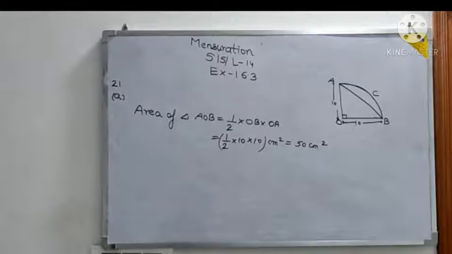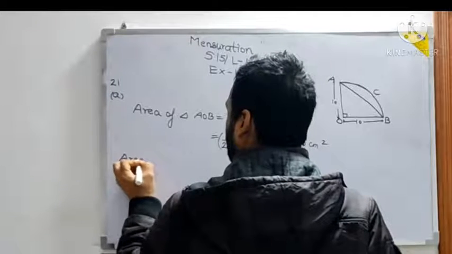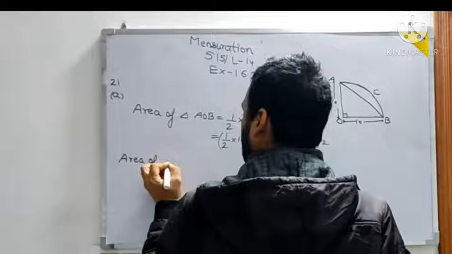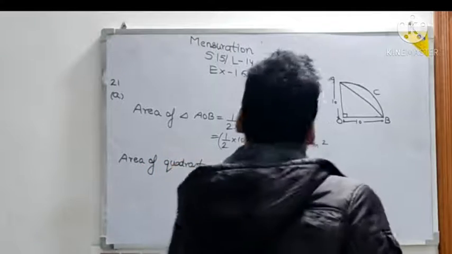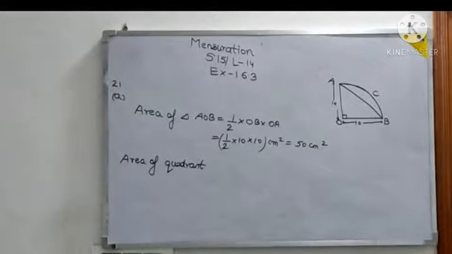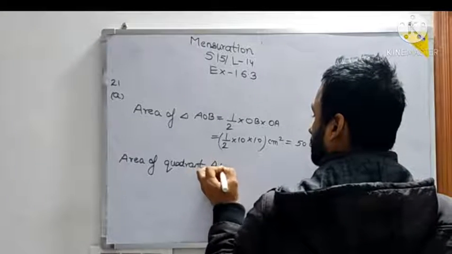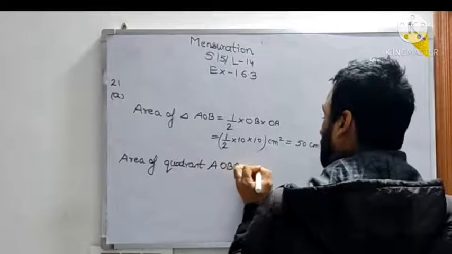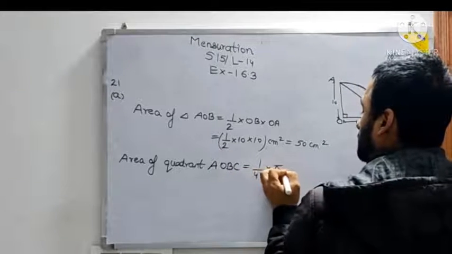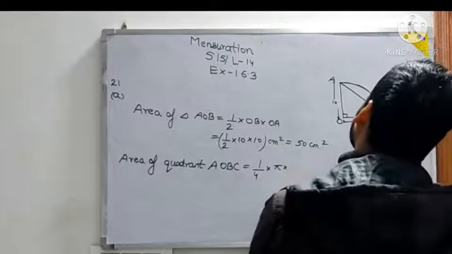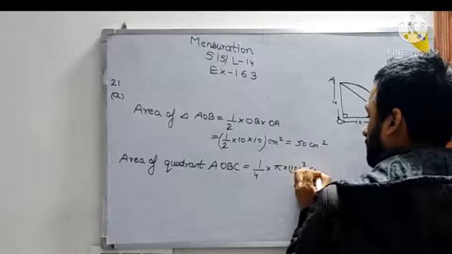Then calculate the area of the quadrant. So area of quadrant. They have given the name of the quadrant, let's name it like that only, AOBC. Now quadrant means quarter of a circle, so 1 by 4 into pi r square, and what is r here? Now the radius is 10 only. So 10 square centimeter square.